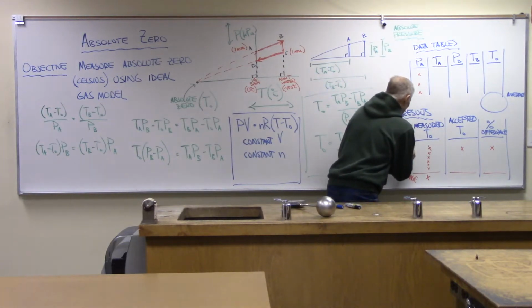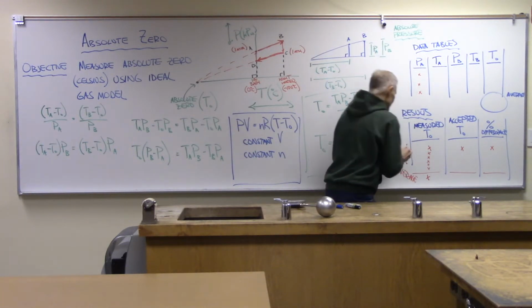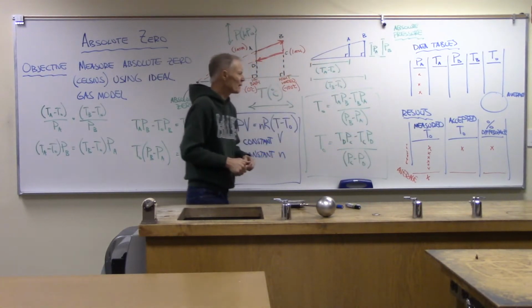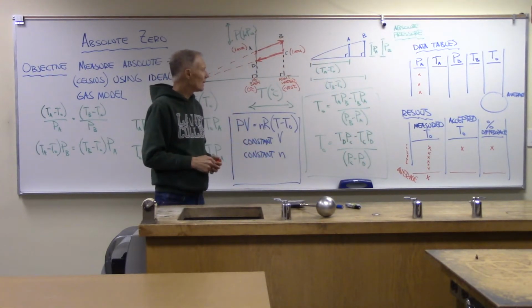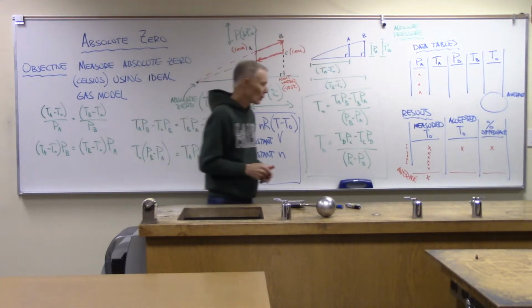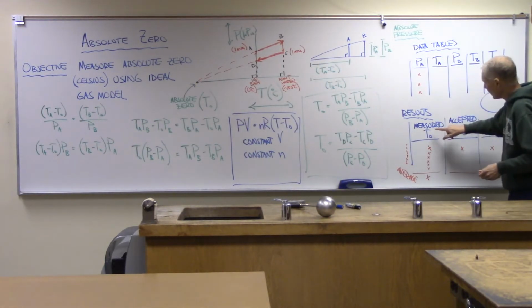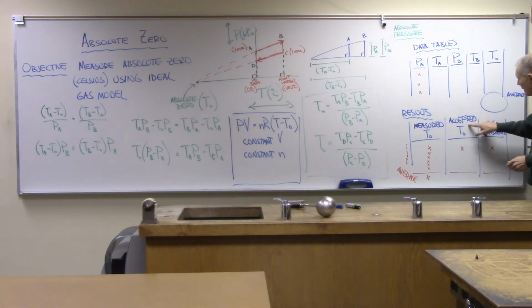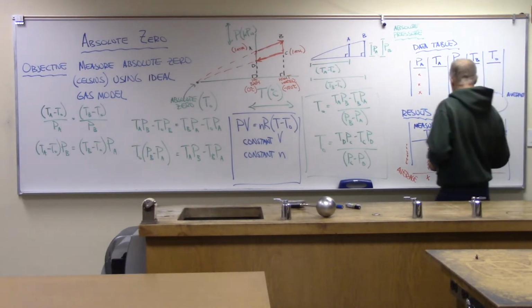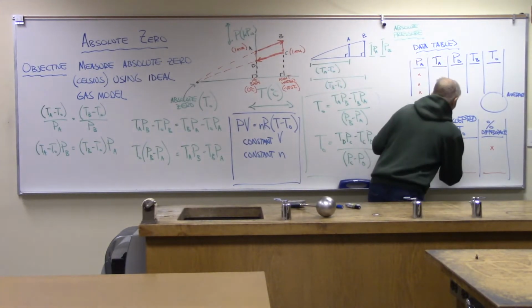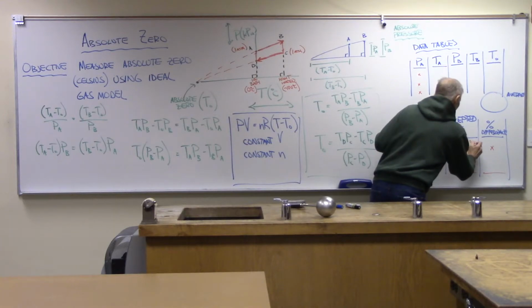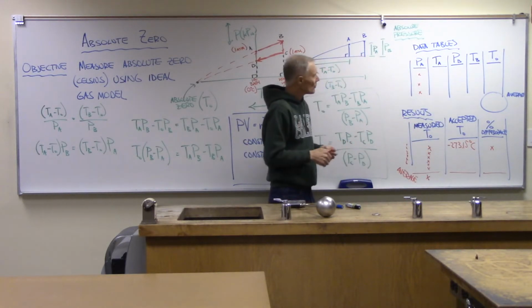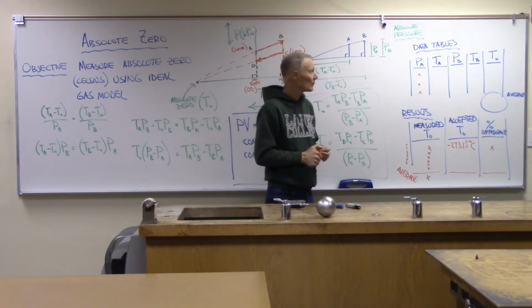So we could report 1, 2, 3, 4, 5, 6. And you guys can be a little creative with your results tables too. But the items that you do want to make sure are included here are the measured values that we've made, and then compare that with the accepted value. Now the accepted value for absolute zero is minus 273.15 degrees Celsius. So that's the number that you can compare with.